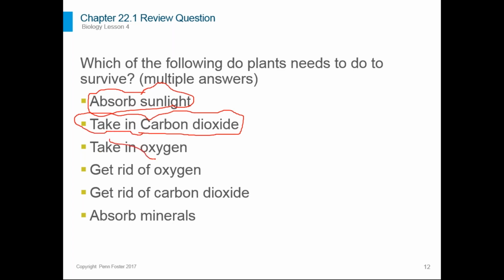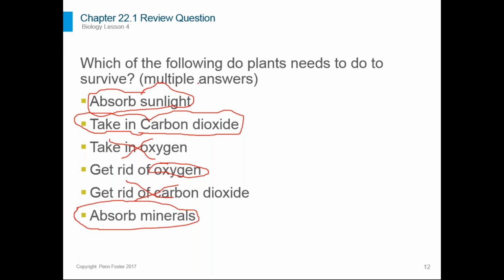Plants don't need to take in oxygen. They make oxygen, and if they have extra, they need to get rid of it. So they get rid of oxygen. They don't get rid of carbon dioxide. They need carbon dioxide for photosynthesis, but they do need to absorb minerals.